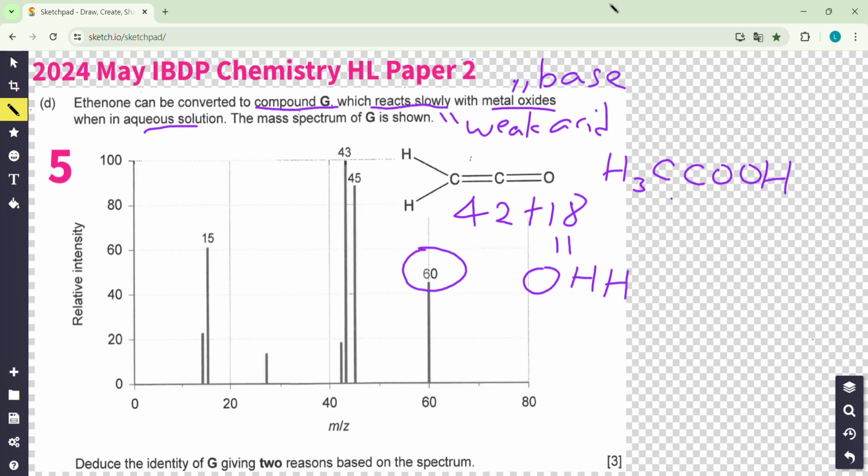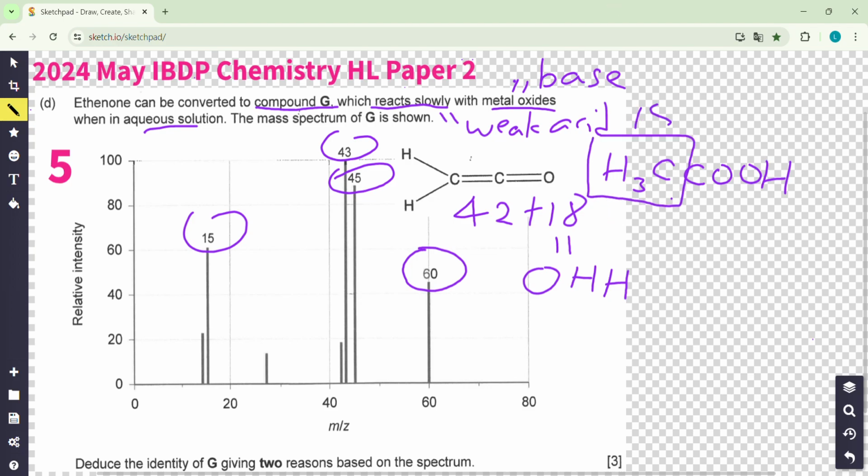Second clue is, can they answer all the 15, 43, and 45 fragments? Just try to figure it out one by one. Yeah, 15, okay. This part is 15, right? Good job, good job. 43 and 45. Yeah, this is 45. How about 43? Yeah, this is 43.